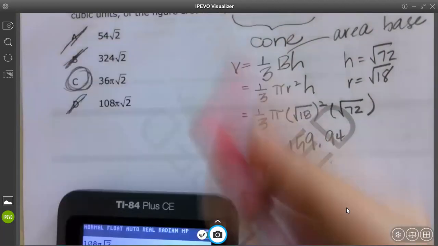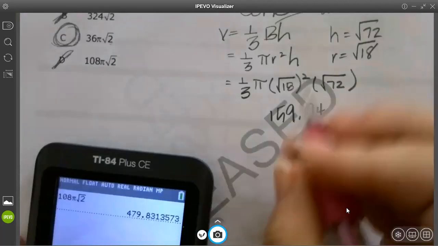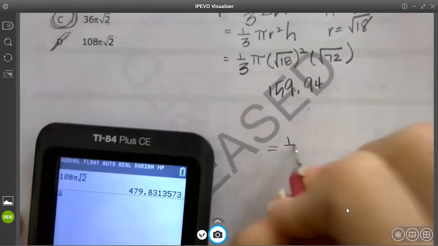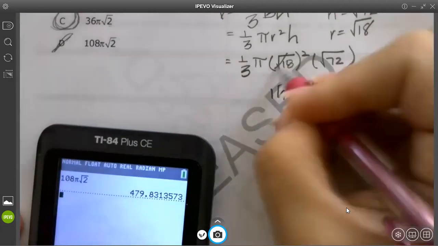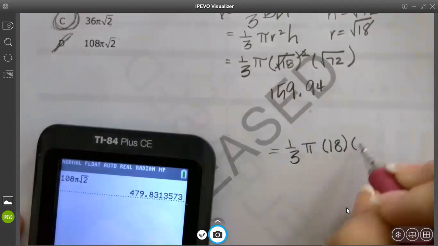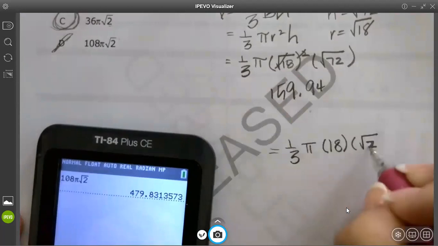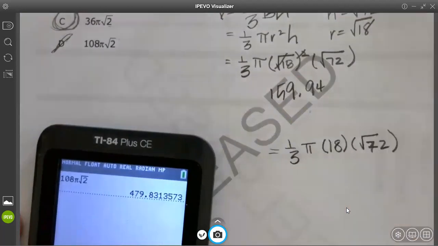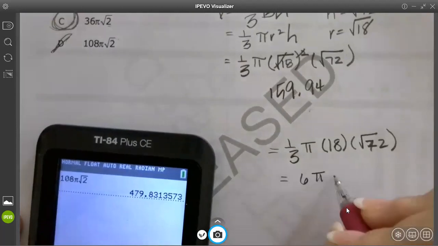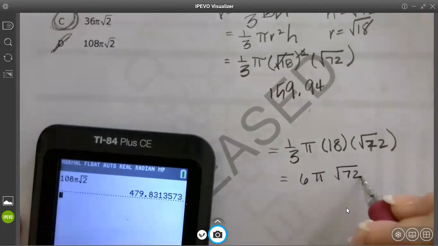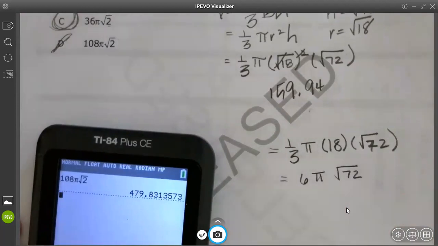Now, how did they get this? They just cleaned this up. So I'm going to work it out for you so you guys can see it, those of you that like to do it by hand. Square roots and squares cancel out, so we just have 18, and then we have the square root of 72. 18 divided by 3 is 6 pi. Can y'all start seeing why I don't like to do this by hand?